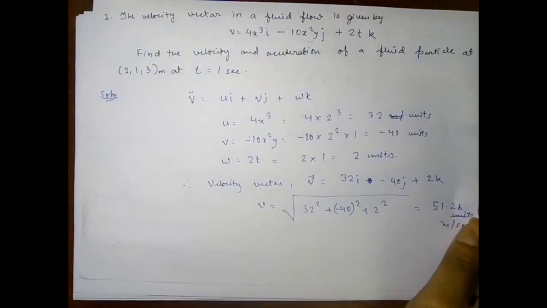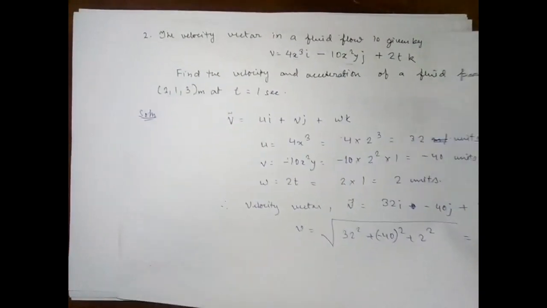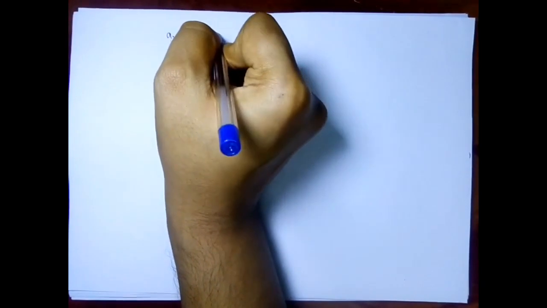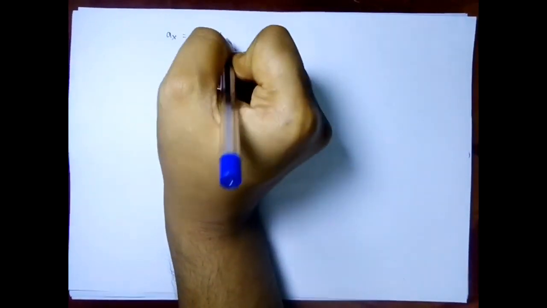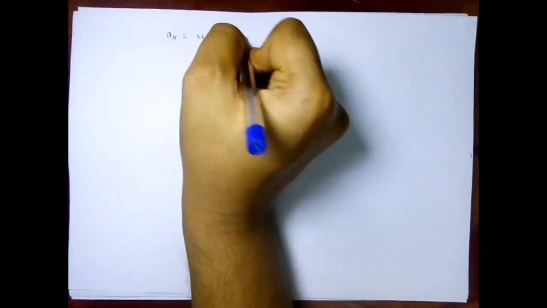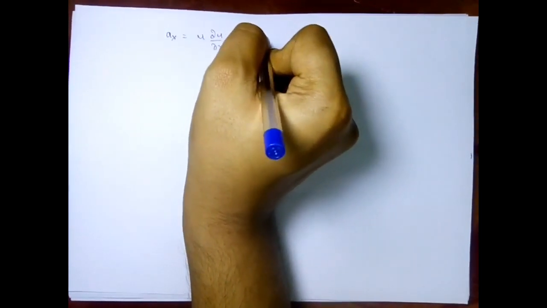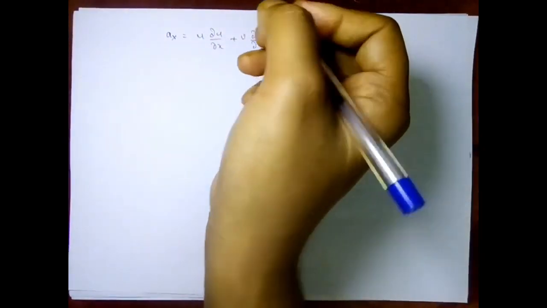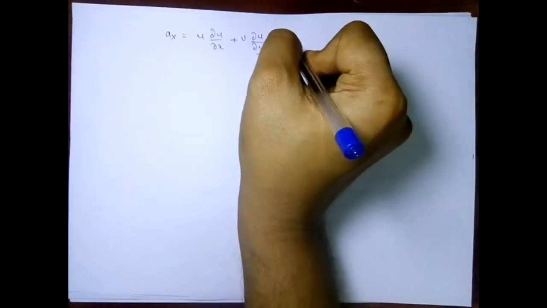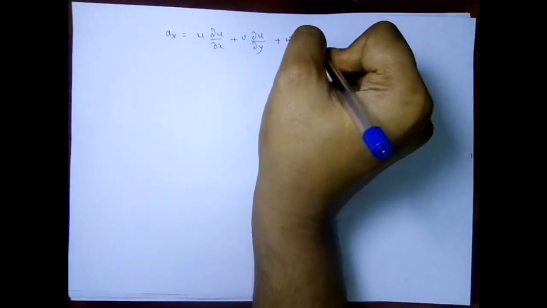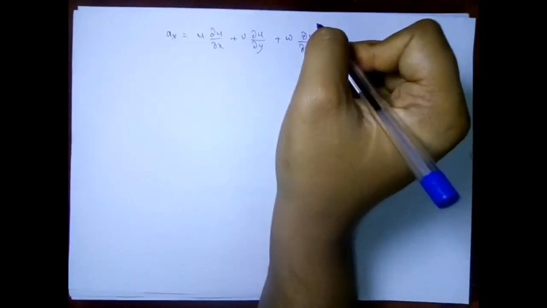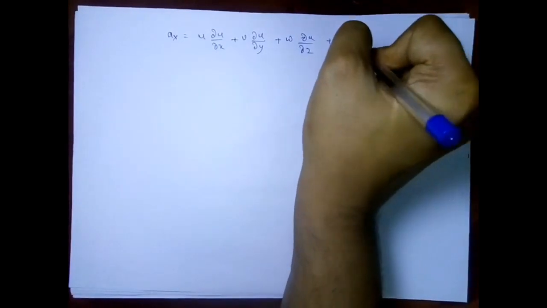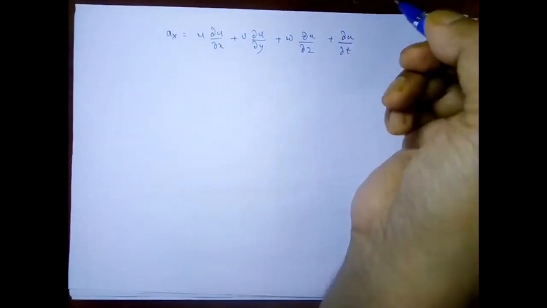After this we will find the acceleration, and acceleration will be given by ax equal to u del u upon del x plus v del u upon del y plus w del u upon del z plus del u upon del t.